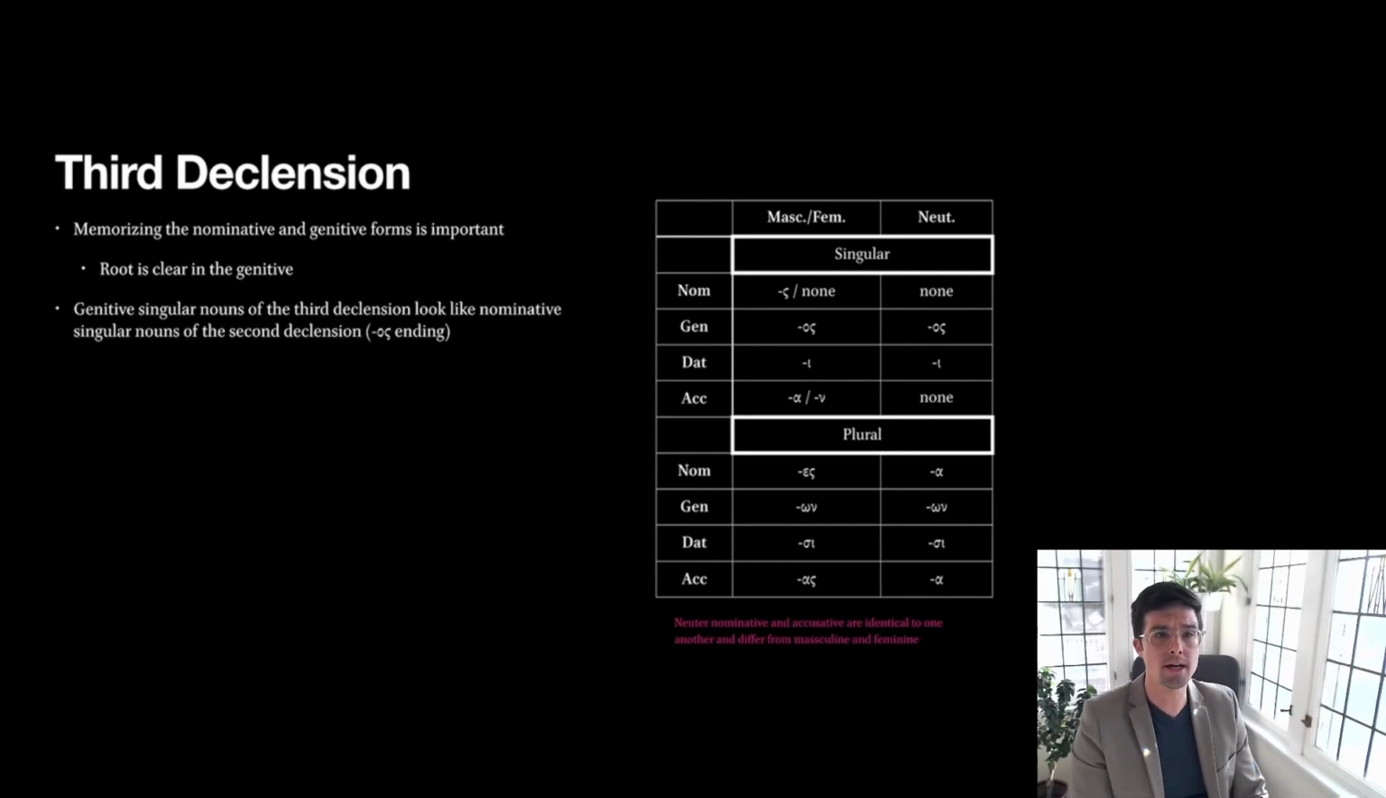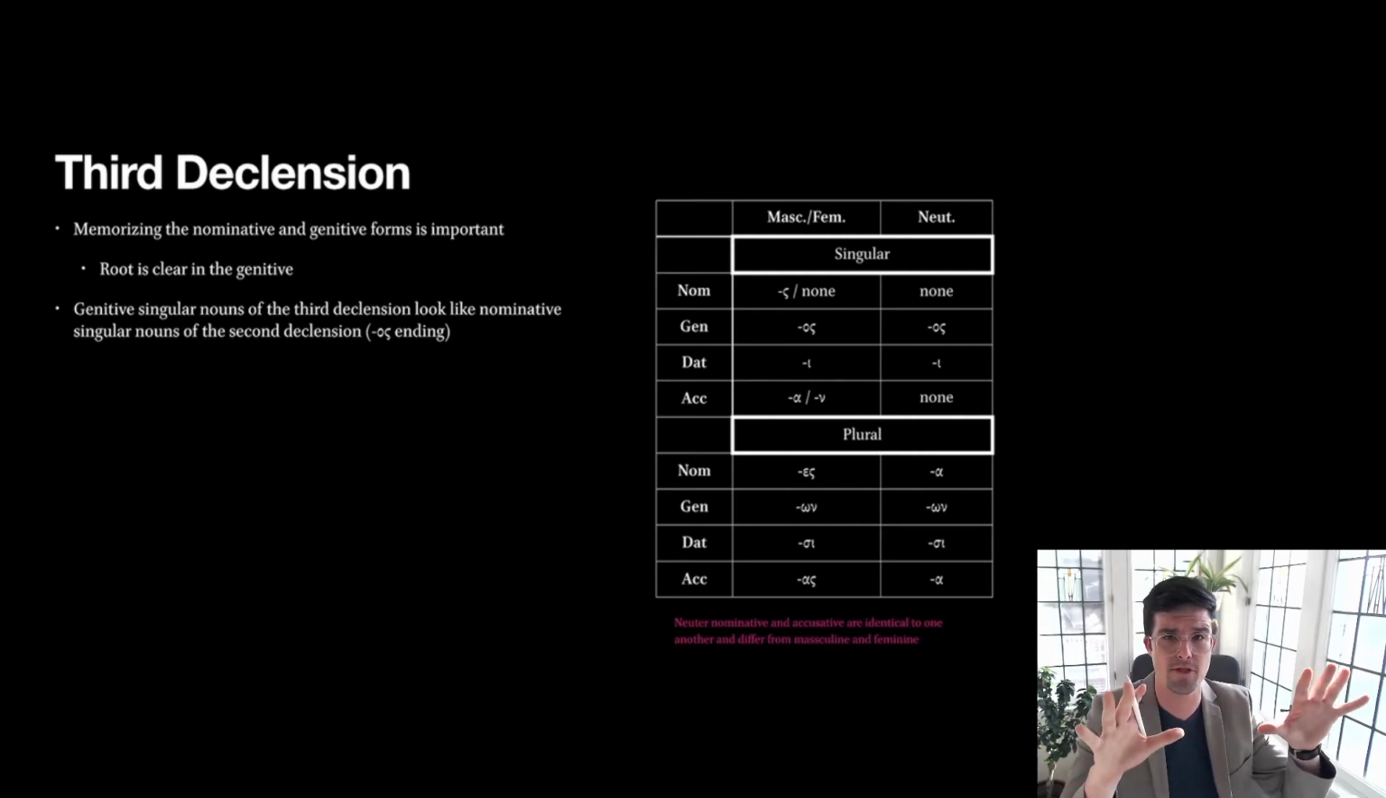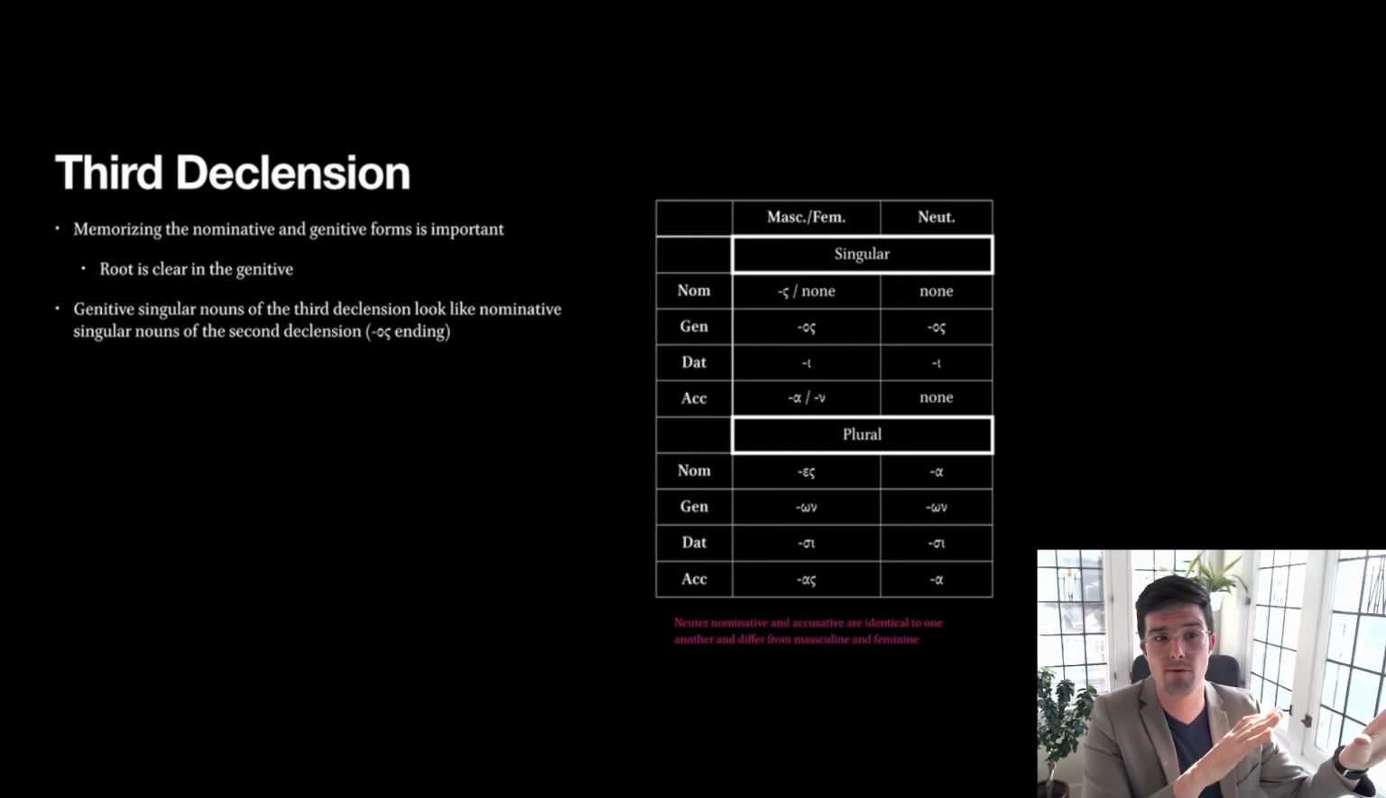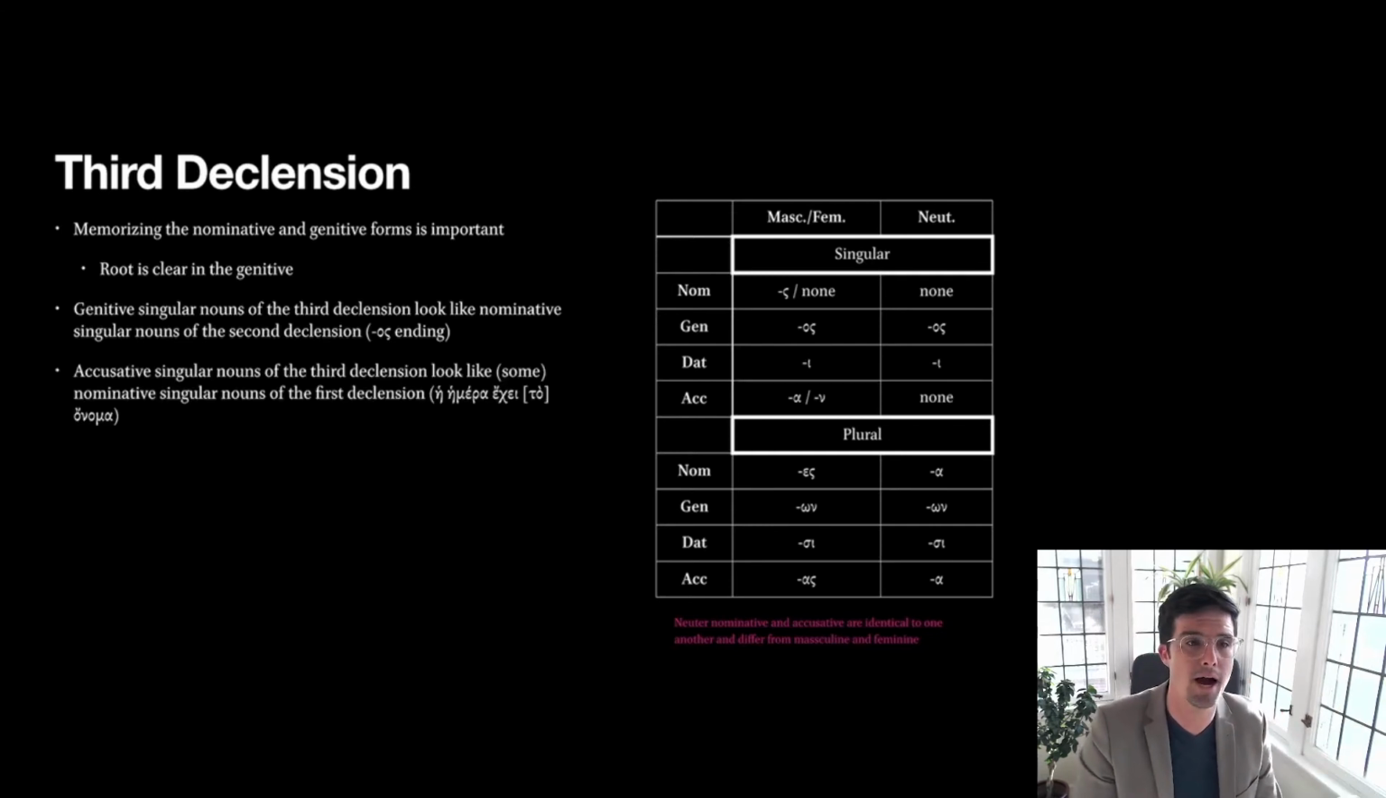And you'll notice that some of the forms of the third declension are going to look like forms that you have already memorized. So for example, the genitive singular of the third declension, this -os ending, looks like the nominative singular of the second declension, which has its -os right up here.